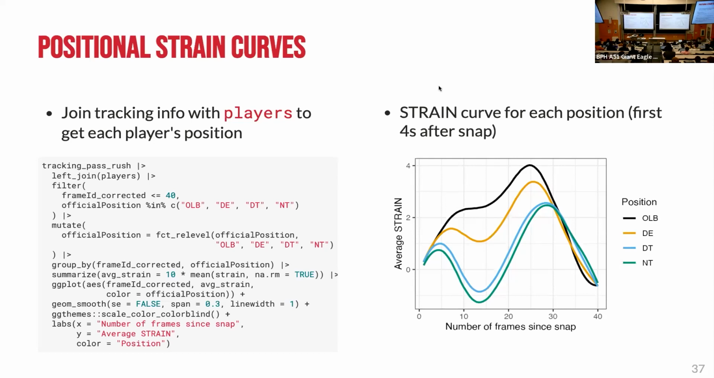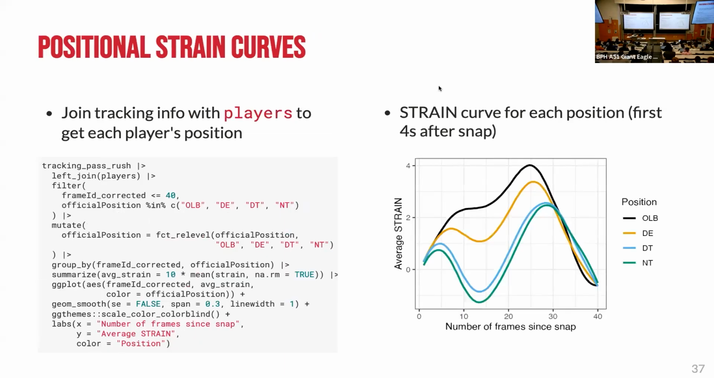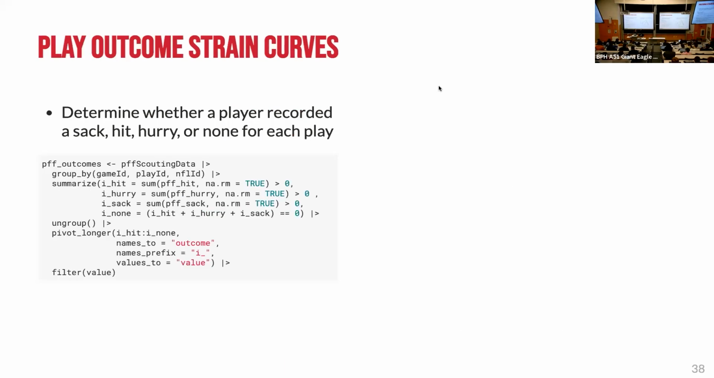Okay, that's the positional strain curve. So now what we have next is the play outcome strain curves. The idea is similar to the position strain curve. We're going to aggregate it over all the players within the position and all the plays. And now we want to separate that big overall positional strain curve I showed into 4 different panels separated by each of the play outcomes: sack, hit, hurry, versus none of those.